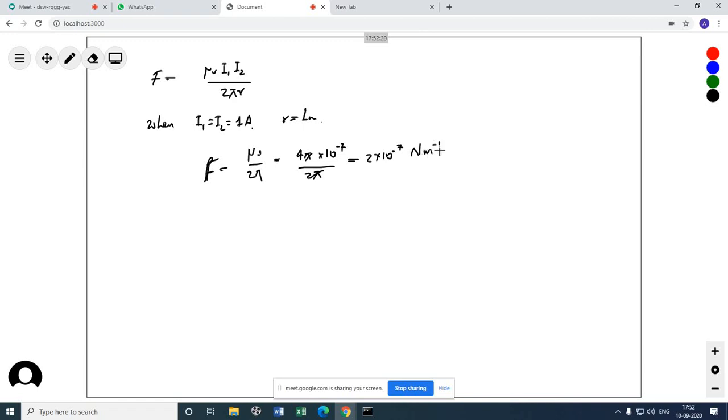Okay? So how will you define 1 ampere? 1 ampere is defined as the current in two infinitely long parallel current carrying wires which, when separated by a distance of 1 meter, experience a force of how much? It's 2 into 10 to the minus 7 Newton per meter. Okay, so this is how you define it. I am not going into making a sentence of that. Don't forget, 2 into 10 to the minus 7 Newton per meter of the length. So this is how we define 1 ampere. Understand?